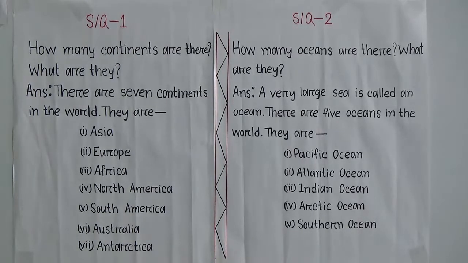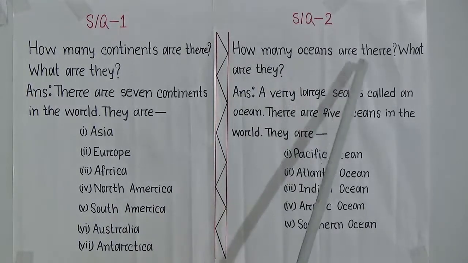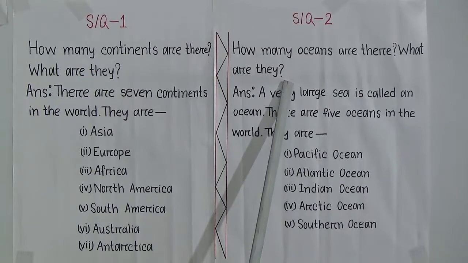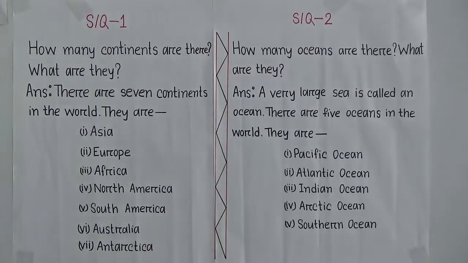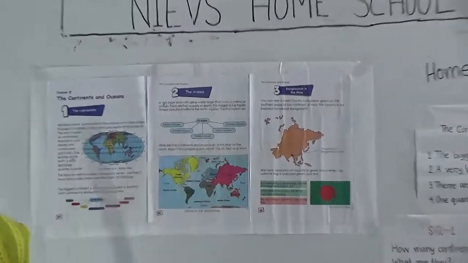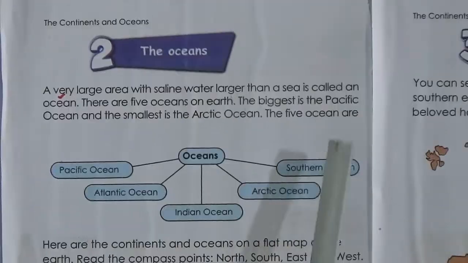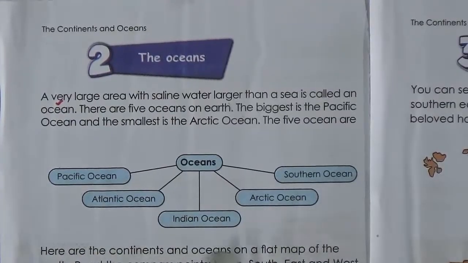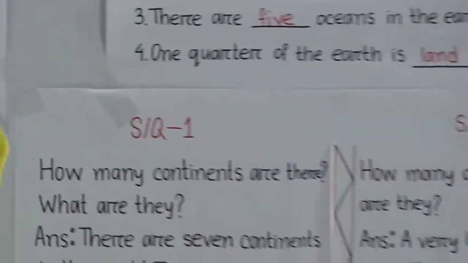Now we'll learn SQ2. How many oceans are there? What are they? Answer is, look here. This is the answer of your question. We know how many oceans are there. There are 5 oceans and here are the names. So you can write like this.